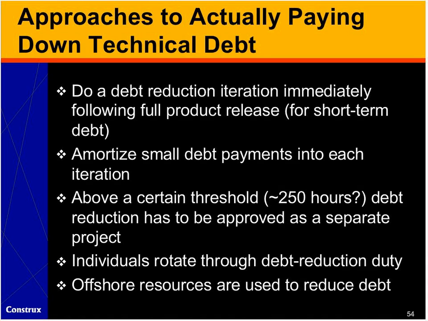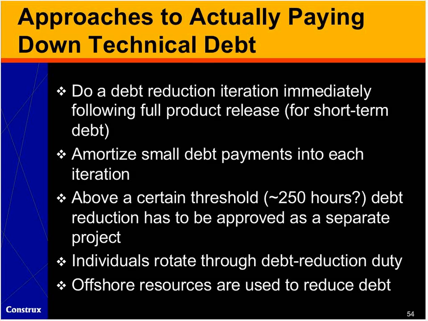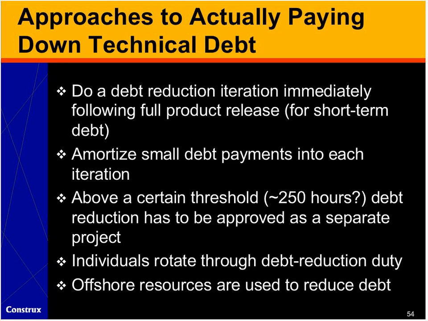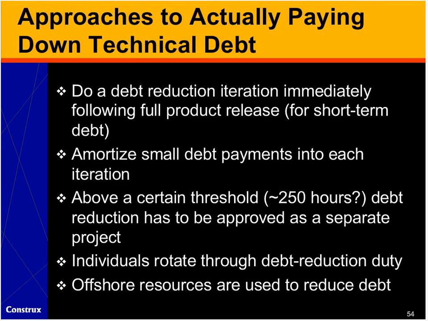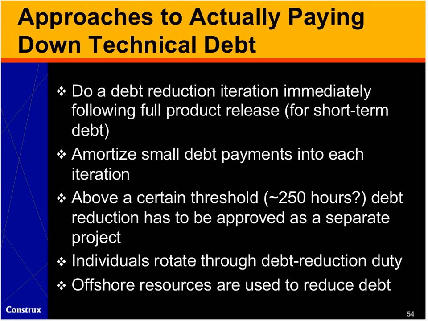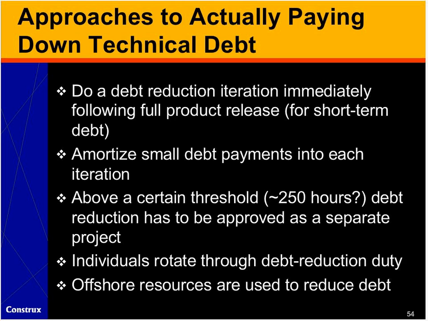I just talked a moment ago about amortizing small debt payments into each iteration. I think that makes sense. I do think that it makes sense to require that above a certain threshold, one of our clients uses a threshold of 250 hours, debt reduction initiatives need to be approved as separate projects. In our experience, large debt reduction initiatives don't tend to produce the intended results. They tend to end up being relatively unfocused refactoring initiatives or architectural improvement initiatives.